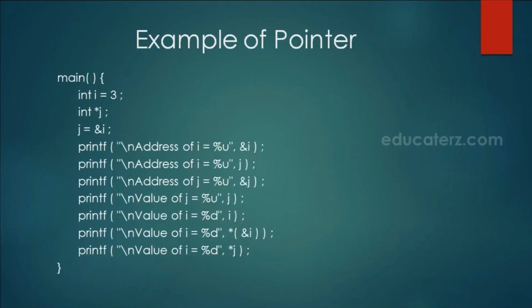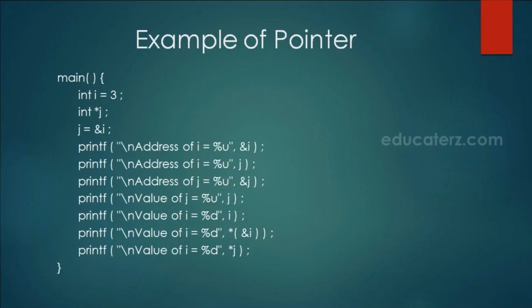Now in this example you can see that i is set to 3, then we have declared j as int star. As we have discussed, it defines that j is a pointer type variable which can hold the address of another variable of data type integer. If j wants to hold the address of a character, then it should be declared as char star j. If it wants to hold the address of a float, then it should be declared as float star j. Meaning the data type of the pointer is nothing but the data type of the variable whose address it is holding.